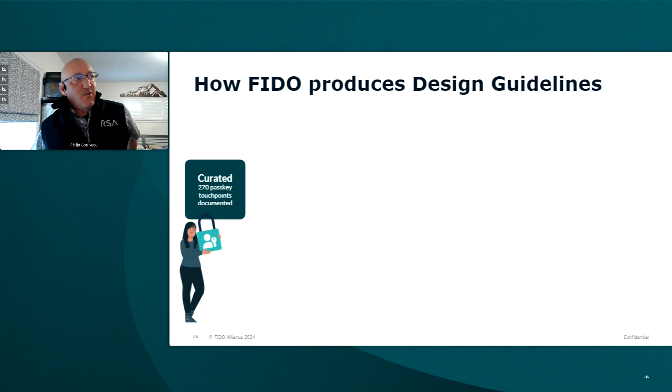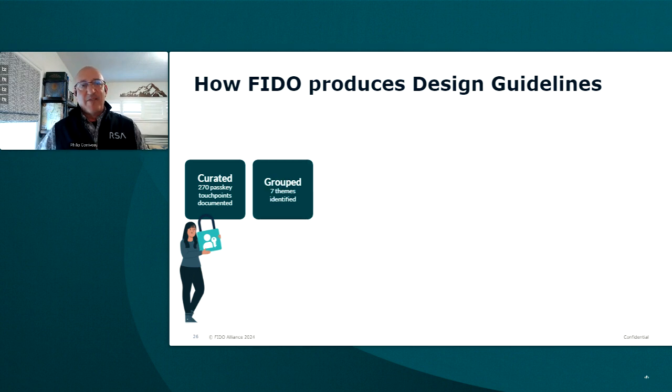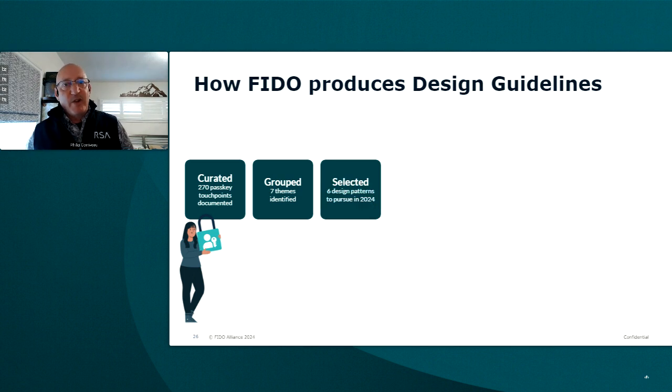We curated 270 passkey touch points that were documented. Well, we can't do all of that work. So we grouped them into 7 themes and identified those themes as the important ones. Then we moved on to, okay, what design patterns do we really need to build to get the table stakes, the basic building blocks for people to start implementing passkeys? And so we did 6 design patterns that we pursued in 2024.